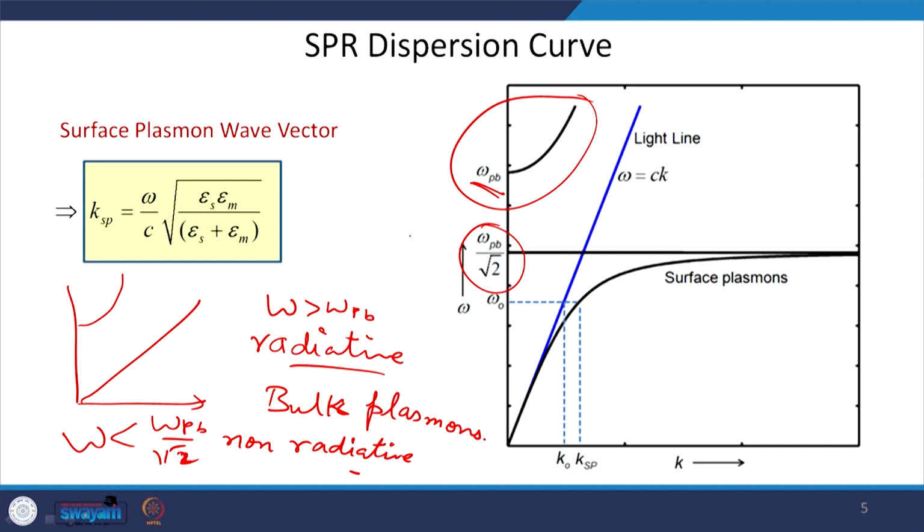Okay. There is something more important. Suppose you have this interface of, say, dielectric, say this is air and this is metal, and you shine light. If you shine laser light, you can see that the wave vector of laser light is much smaller than the wave vector required for surface plasmon excitation. So, this is called phase mismatch.